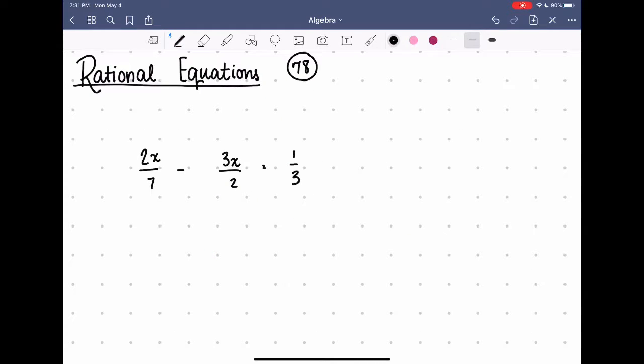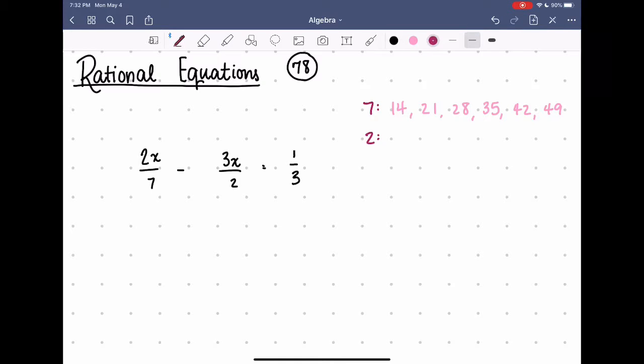Okay, so for this one, I need to try to find the least common multiple of 7, 2, and 3. So let me just work through that really quick so that you see how I would do this. So my multiples of 7 would be 7, 14, 21, 28, 35, 42, 49. That's as far as I'm going to go. So I could go and write all the multiples of 2, but I need to find one that's both a multiple of 7 and a multiple of 2.